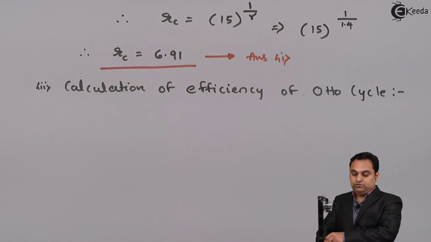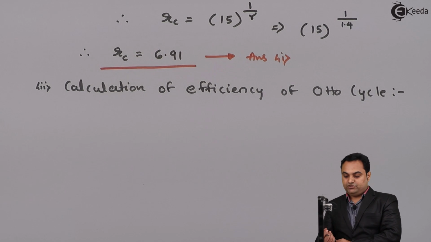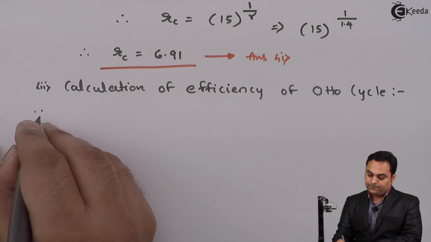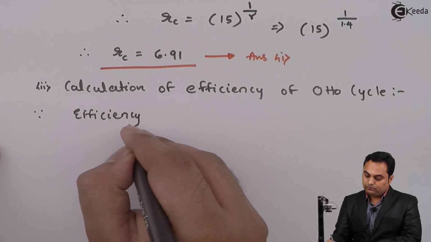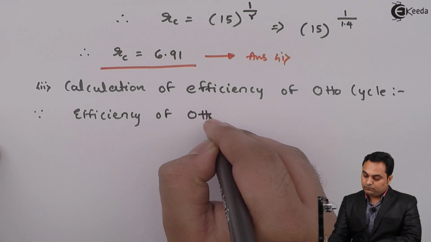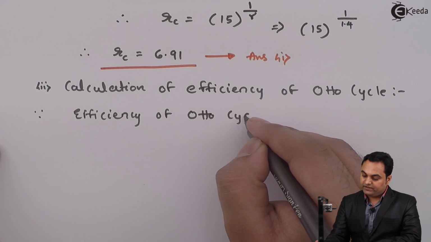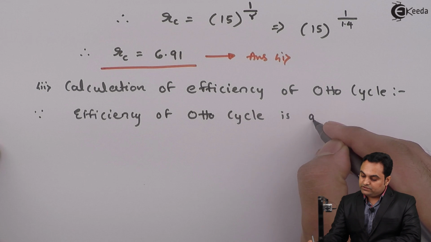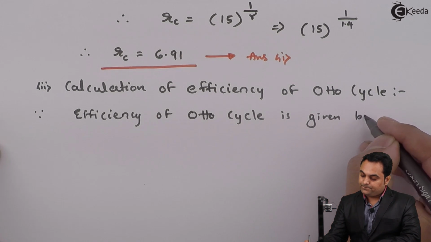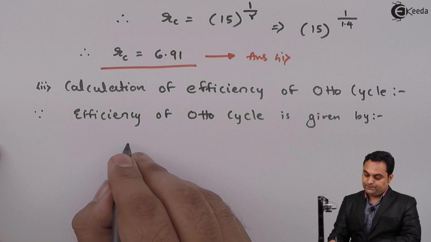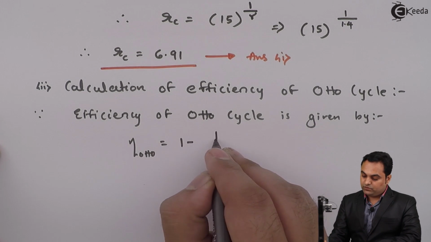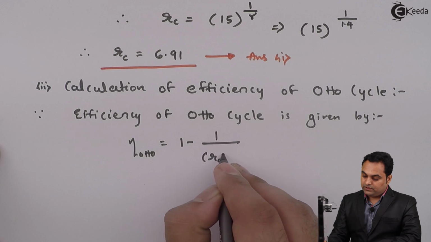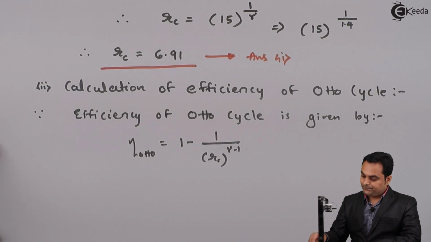Otto cycle. Now to calculate the efficiency of the Otto cycle, I'll write down, since efficiency of the Otto cycle is given by, the formula is 1 minus 1 upon RC raised to gamma minus 1.